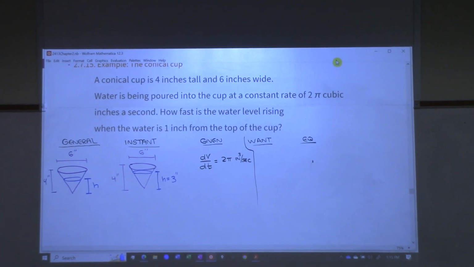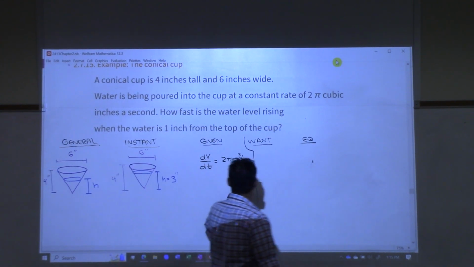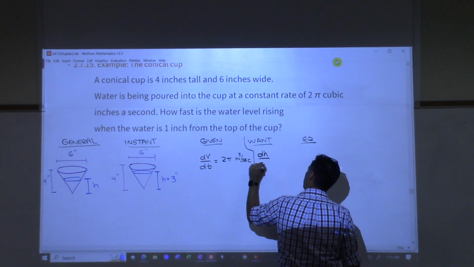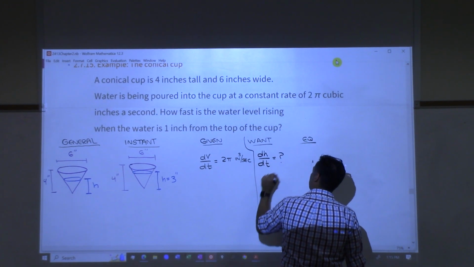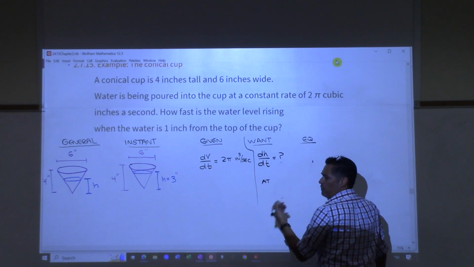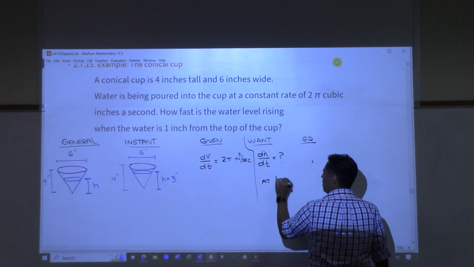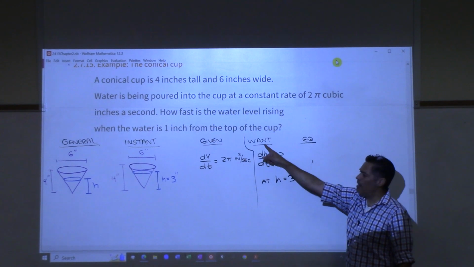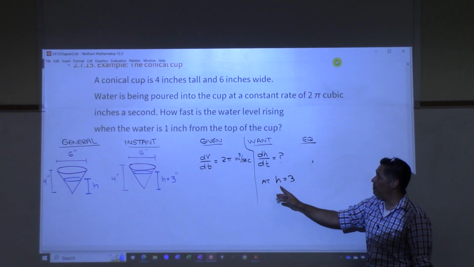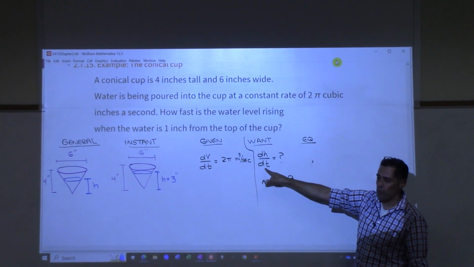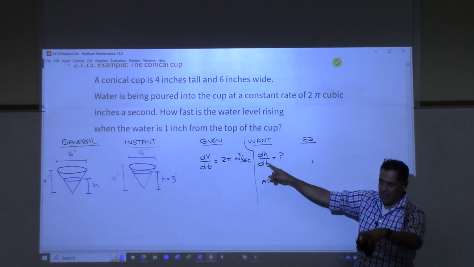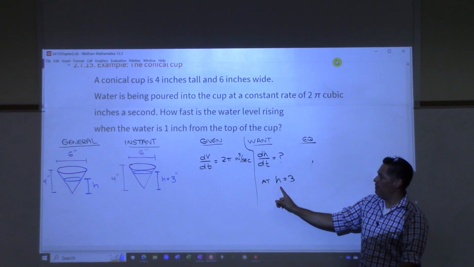All right, what do we want? How fast the water is rising. Okay, we want to know how fast the water level is rising, right? Which is for us what? Height. The change in the height, right? dH/dt. We want to know dH/dt at 1 inch from the top, but for us that really means H is 3, right? Not every time, but most of the time when you write down what you want, there's also going to be the moment that you want it, all right?